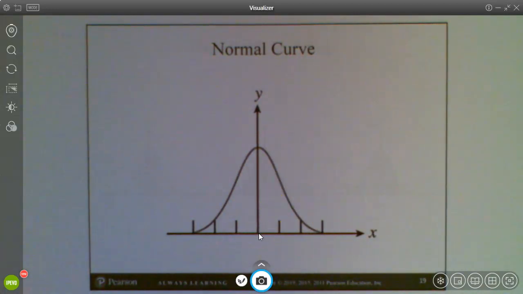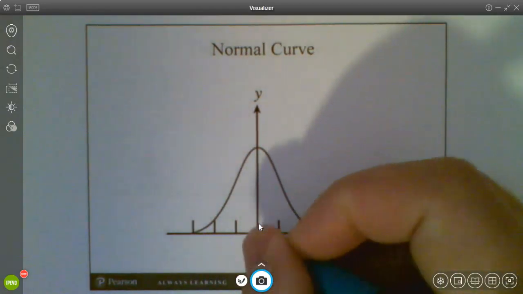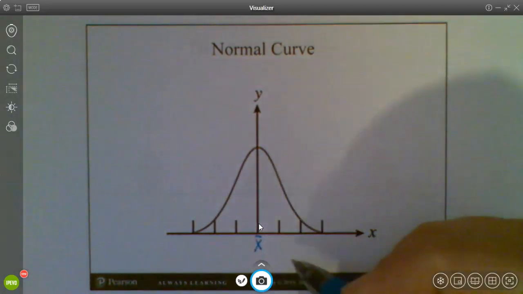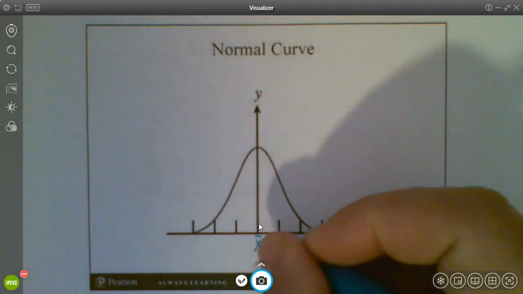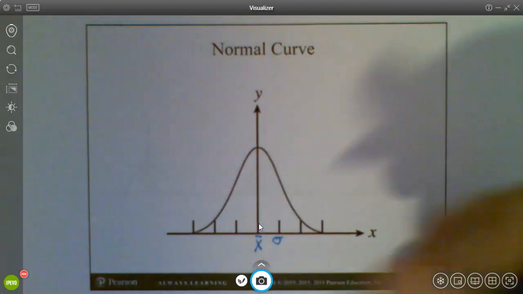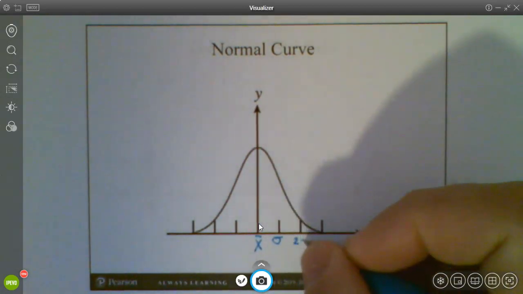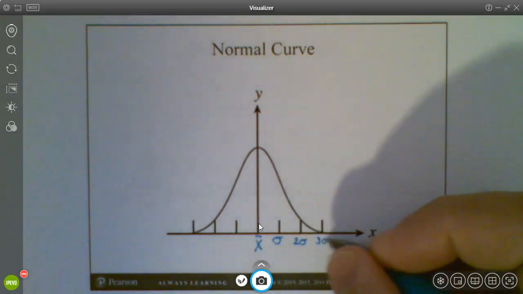And here's kind of how it works. Right here in the middle is the mean. So whatever this data value is, that's the center of your normal distribution curve. As you move to the right, you are adding standard deviations onto the mean. If I took the mean plus 1 standard deviation, I would get that point. If I added 2 standard deviations onto the mean, I would get that value right there, and then this would be 3 standard deviations.